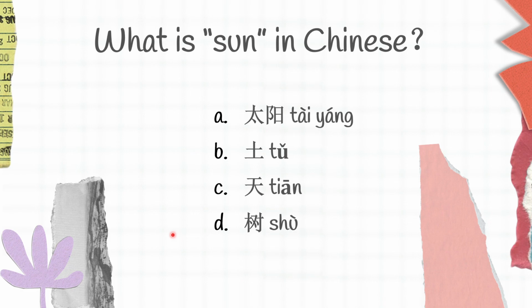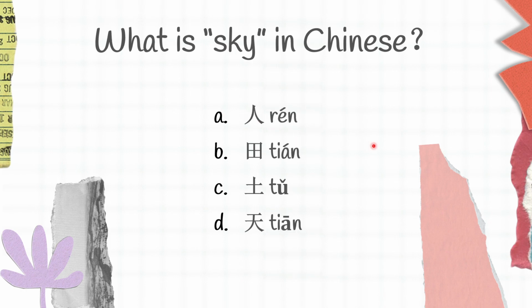So I will give you some time to think first. Taiyang is sun, Tu is soil, Tian is sky, and Shu is tree. So the right answer for this question is A, Taiyang. Moving on to the next question.